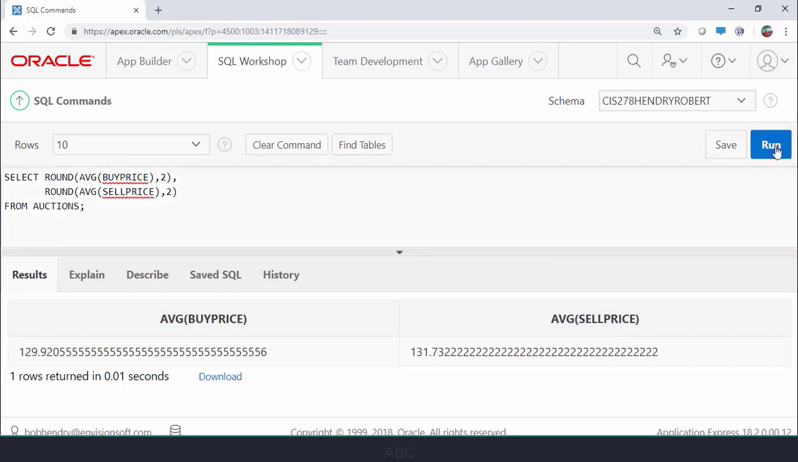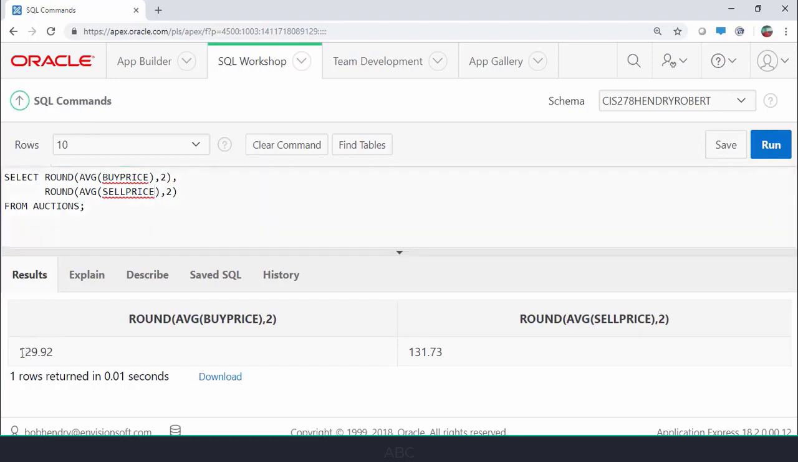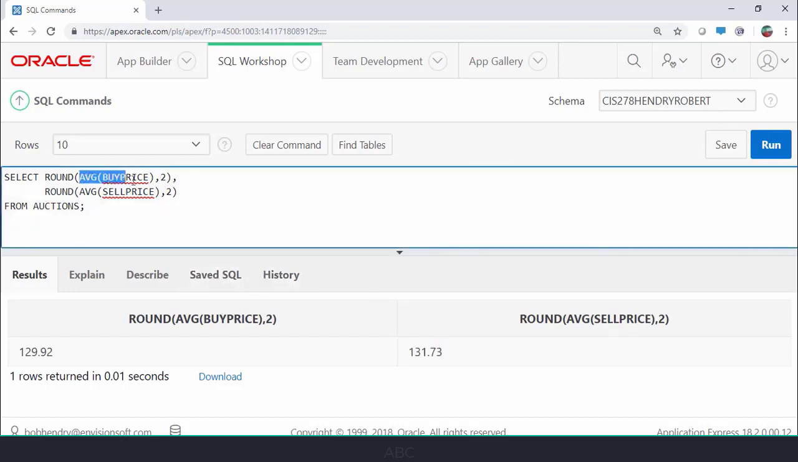So let me see if this works. I click on run, and there we go. We have the results where we got the rounded buy price and sell price: $129.92 and $131.73. So what we did here is we combined an aggregate function with round, which is not really an aggregate function. Again, it's another type of function, a function that we can use on numeric columns.